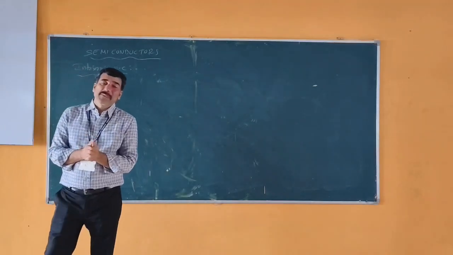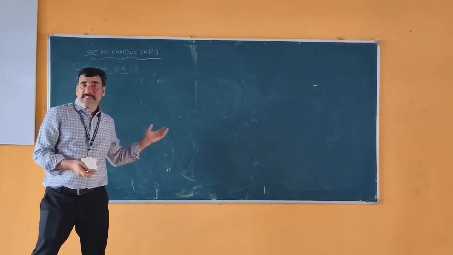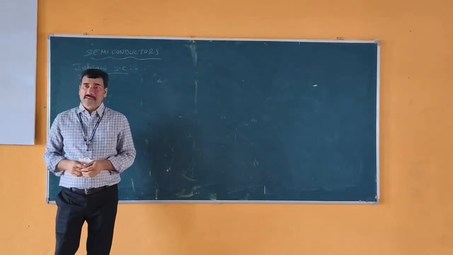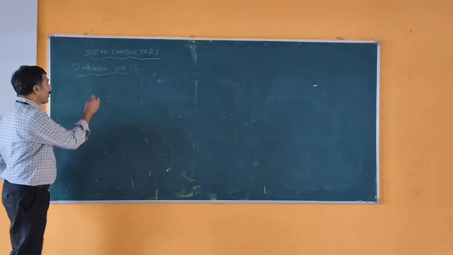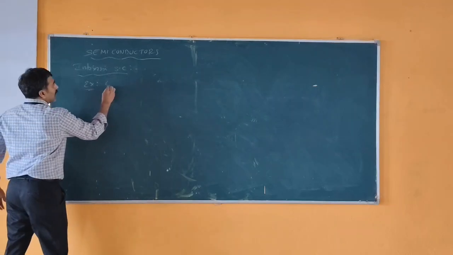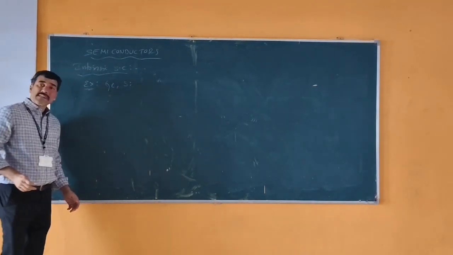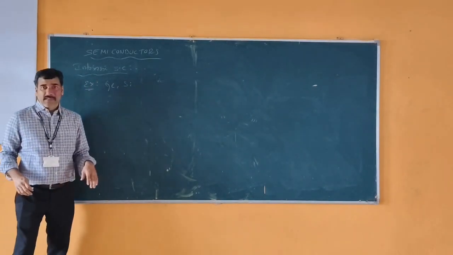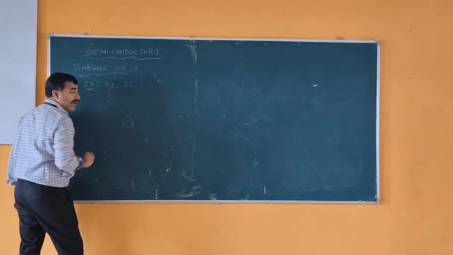An intrinsic semiconductor is a pure material. For example, let us consider germanium or silicon. These two are considered the best pure materials, germanium or silicon. Now let us consider any one of the materials. First, let us consider silicon.